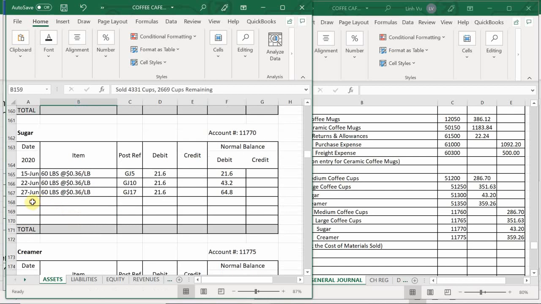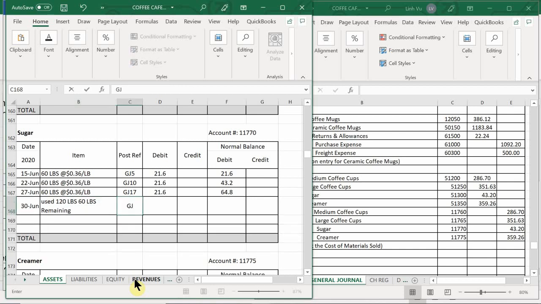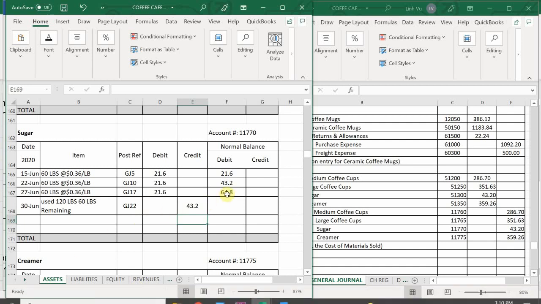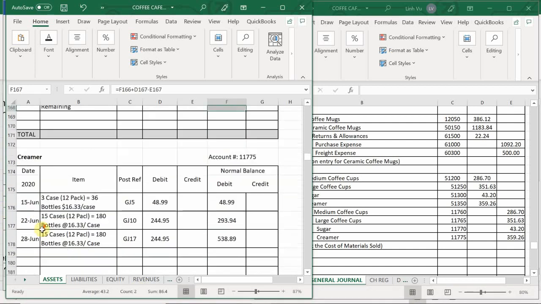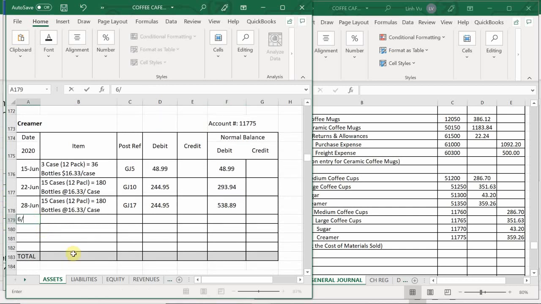Right. Sugar. We still have remaining for 43.20, and we have 21.60. Okay. Good.